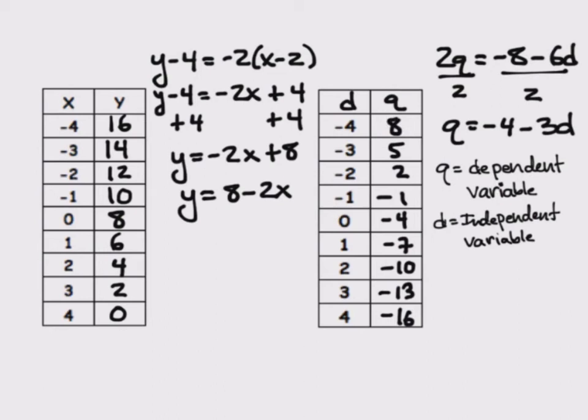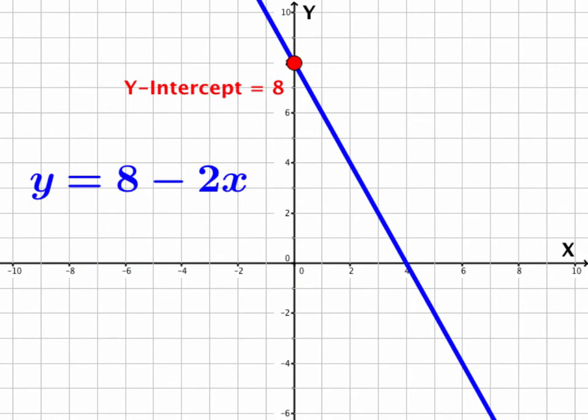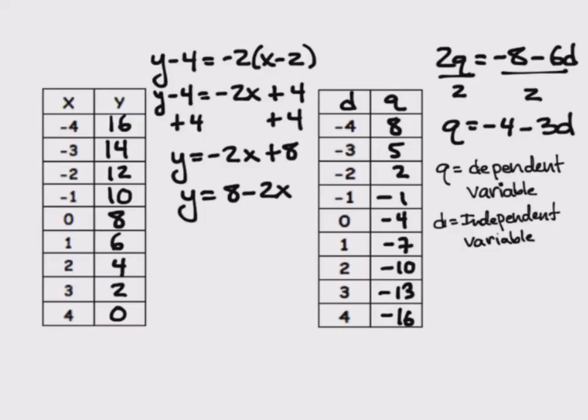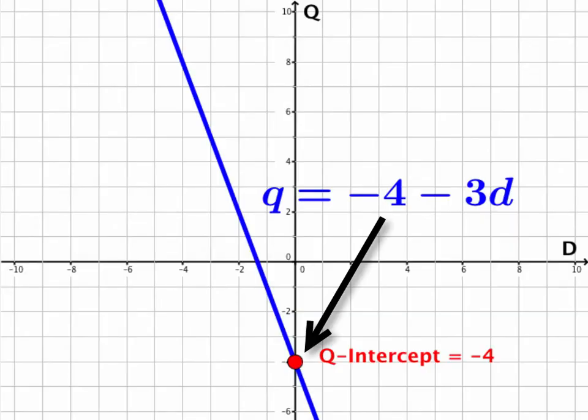Alright, now note that 8 in the first equation tells us what the y value is going to be when x is 0. Very important point, because especially if we were to graph y equals 8 minus 2x, 8 would be the y-intercept. So look how easy that is to find from our equation. In our second example, -4 is the value of q when d is equal to 0. If we were to graph this on a set of axes, -4 would be our q-intercept.